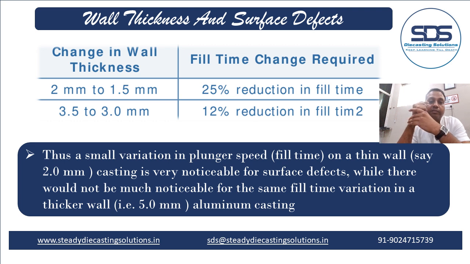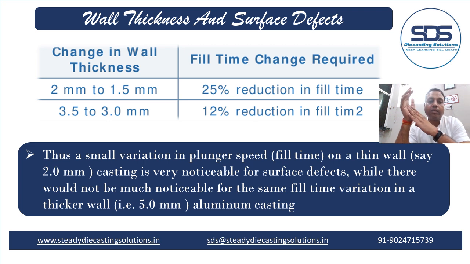You can see the same wall thickness reduction, from 2 mm to 1.5 mm or 3.5 mm to 3 mm, but the filling time reduction, or how the plunger speed increase, is different. So what does this mean for us? Even a small variation in plunger speed, which affects fill time indirectly, on a thin wall casting like 2 mm can be very noticeable when it comes to surface defect. On the other hand, the same fill time variation in a thicker wall casting like 3 mm or 4 mm or 5 mm would not make as much difference in terms of surface defect.